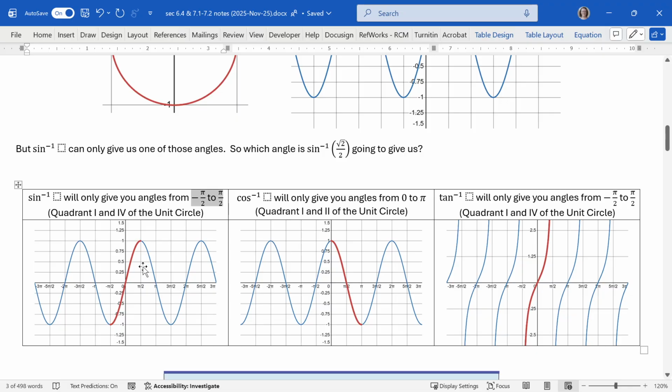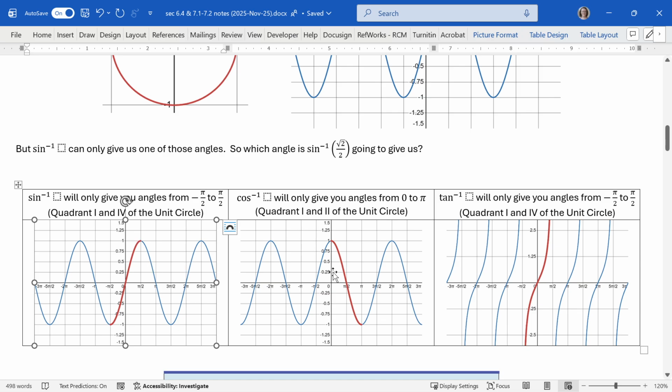And if you look at the graph of the sine function, I've highlighted the region where the inputs are between negative pi halves and pi halves. And you can see that this little piece of the sine function does pass the horizontal line test. So that is the portion that was chosen to be inverted.